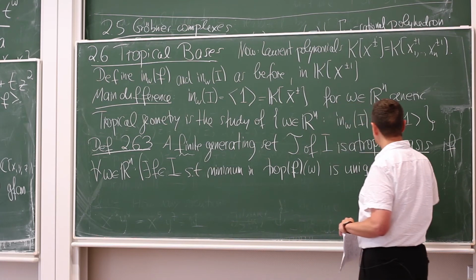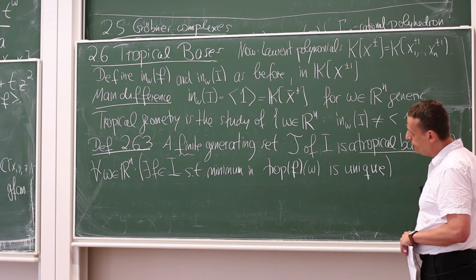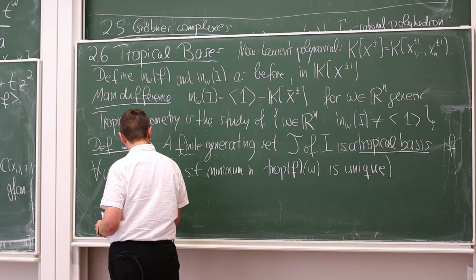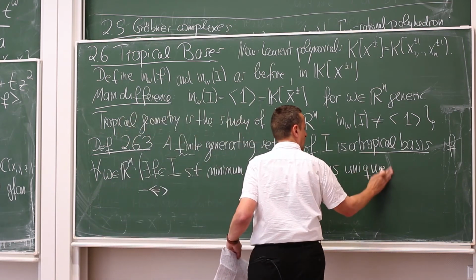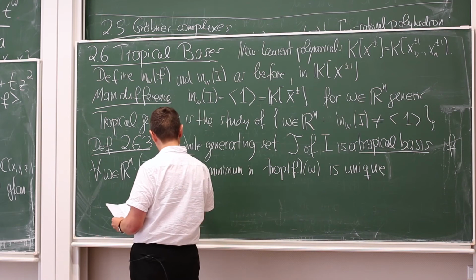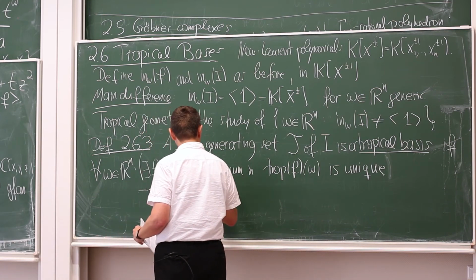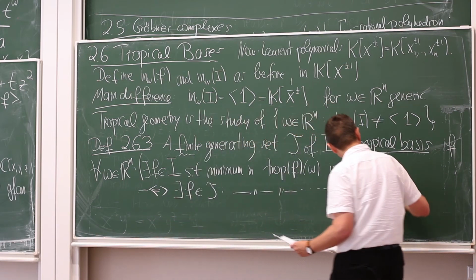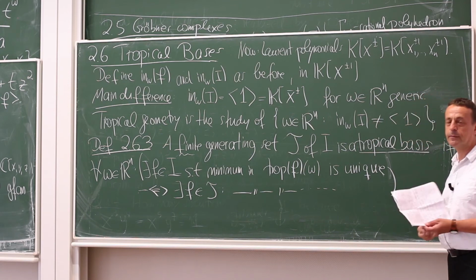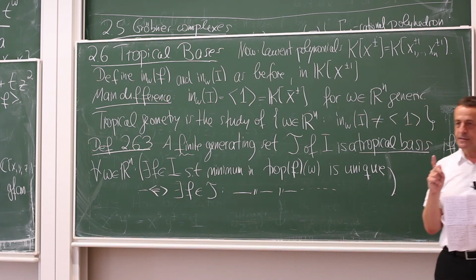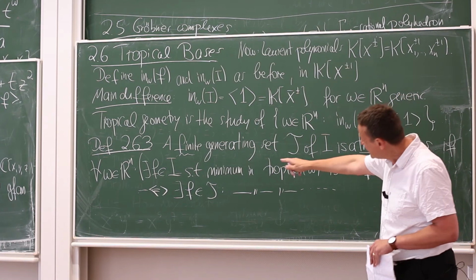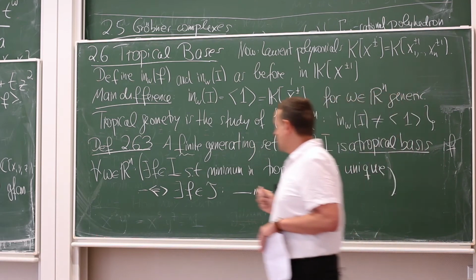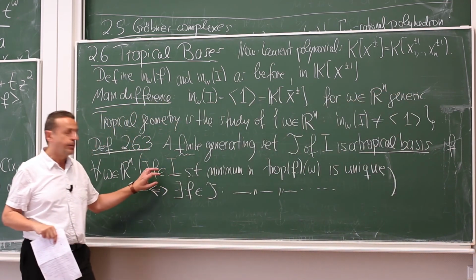If you have a W that does that for some f in I, if and only if there exists an f in the finite set such that the same condition holds. Okay, well, that's the definition of a tropical basis. So a tropical basis is a generating set that satisfies this equivalence for every vector W in R^n. Now, trivially, the first condition implies the second condition.